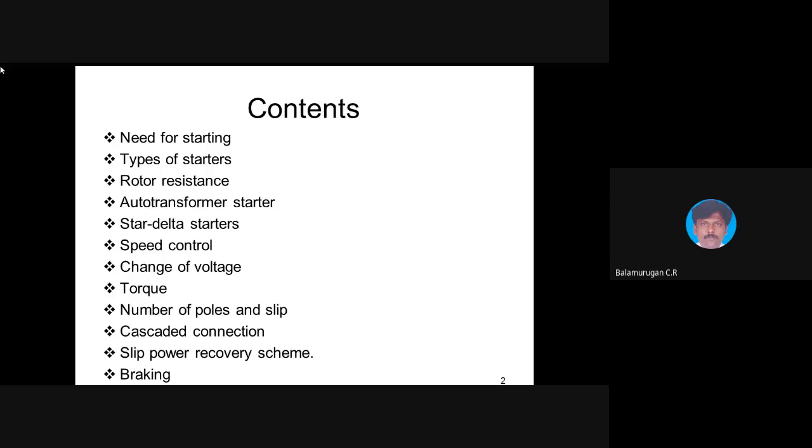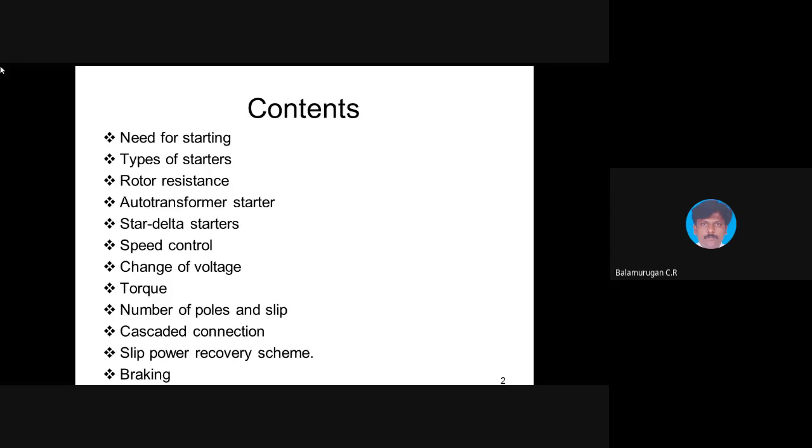So if it is a single phase, the rating of the machine will be less than 1 HP. We call this a single phase induction motor, a fractional horsepower machine.